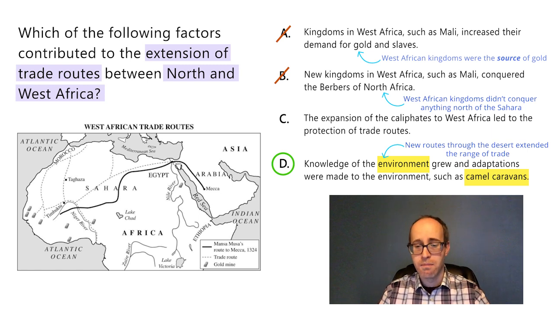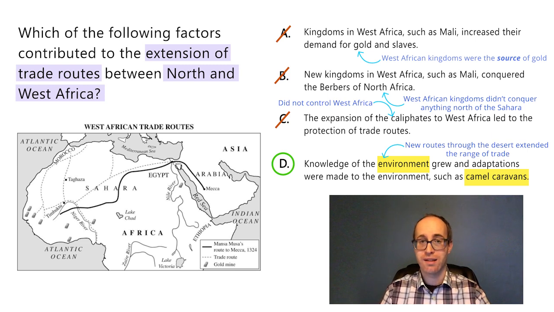Choice C mentioned the caliphates. Now, these were very powerful, making C a tempting answer. The caliphates controlled North Africa, they controlled the Middle East, they even controlled the Iberian Peninsula, but they did not control West Africa, so C was incorrect. The only answer that identified a true historical trend was choice D.